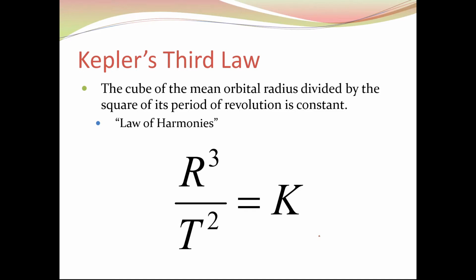K stands for Kepler's constant. So this K here is Kepler's constant. Now Kepler's constant changes depending on the solar system. Okay, so this is really interesting. Our solar system has its own Kepler's constant. Another solar system would have a different one.